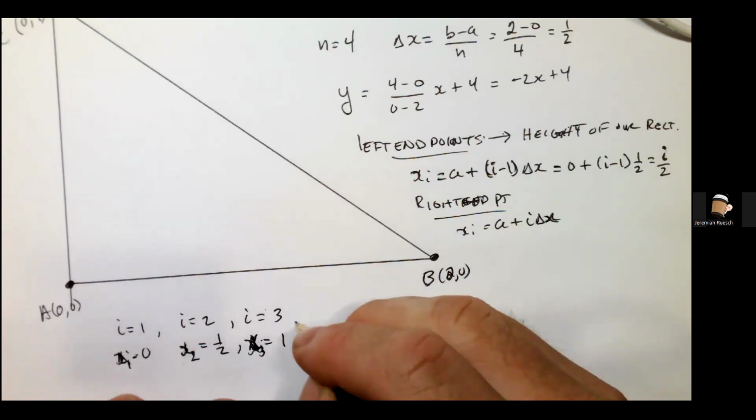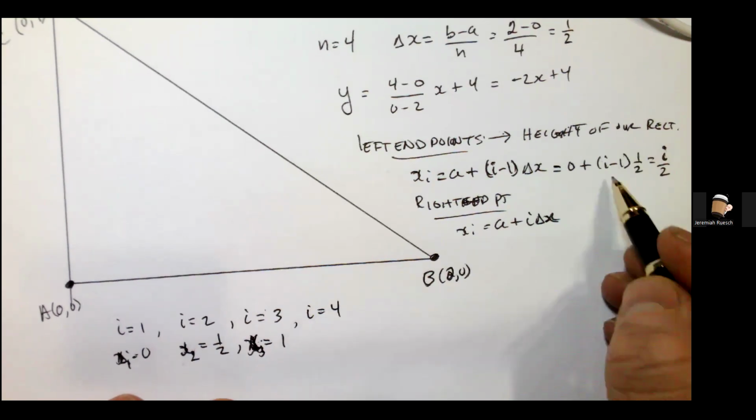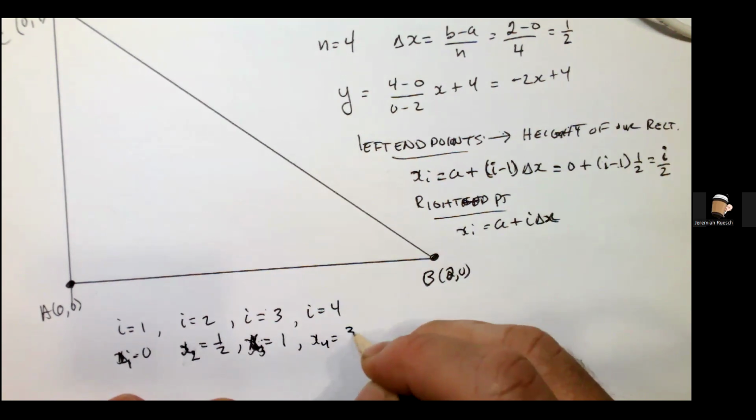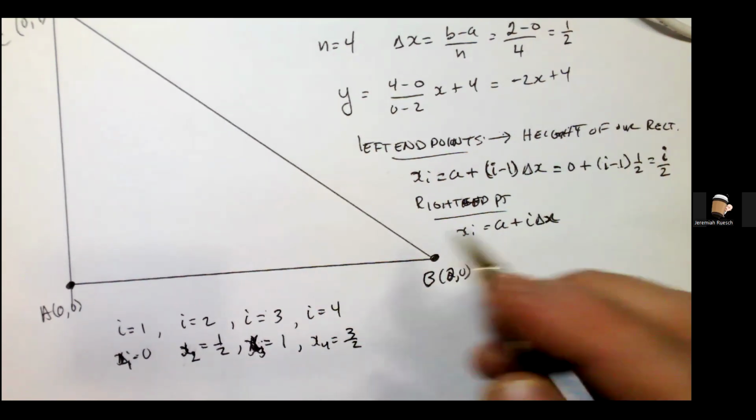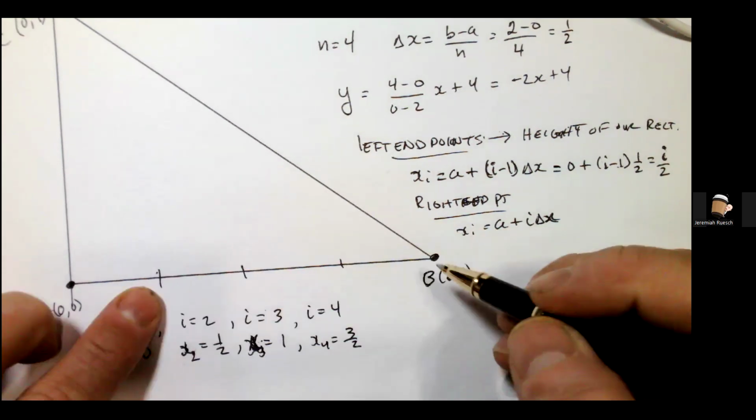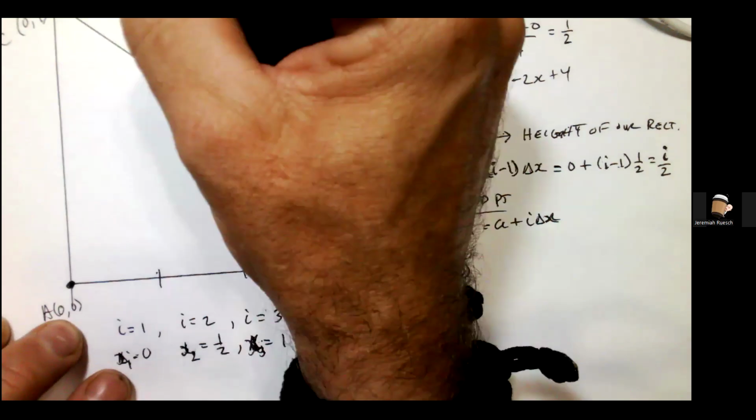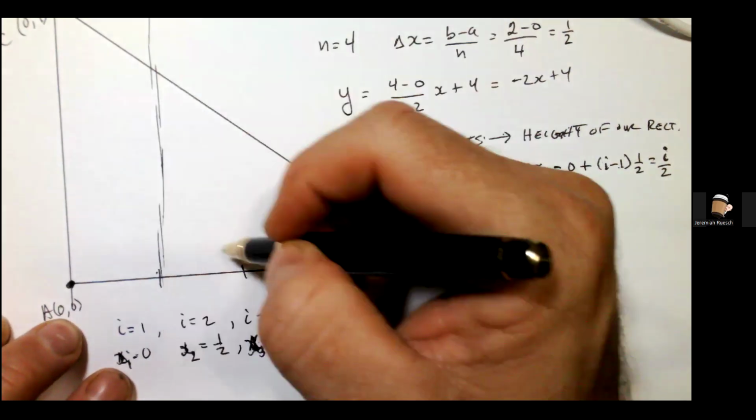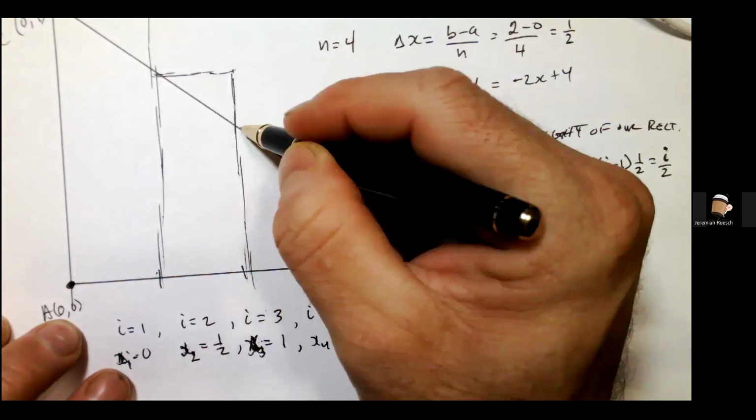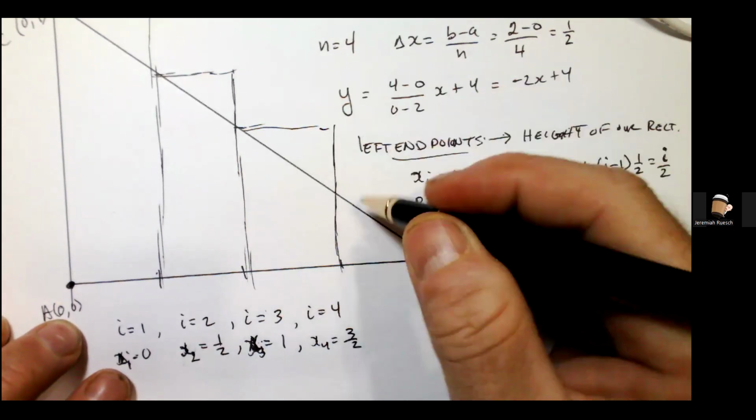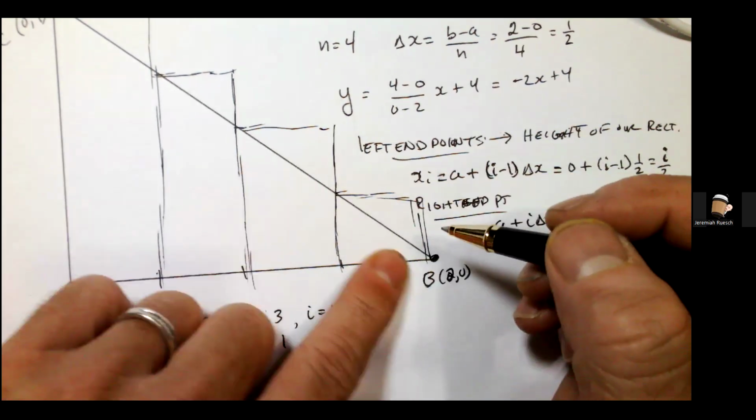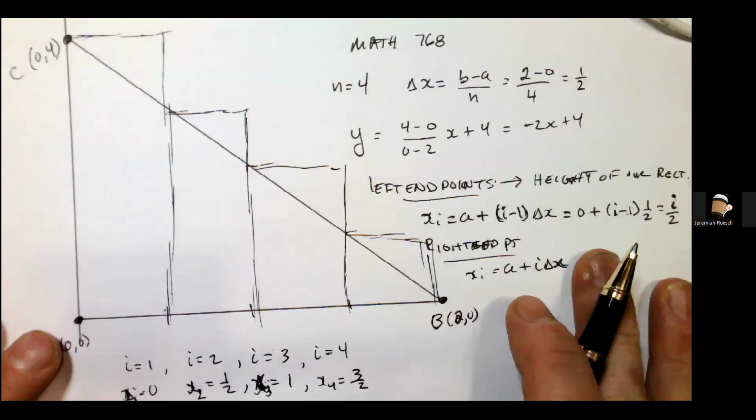And then finally, when i equals 4, 4 minus 1 is 3. So that's going to give me that x4 is going to equal 3 halves. Okay. So those are the locations of our heights. So our first rectangle is going to be roughly there, and then our second height is going to be from here down, and then our third from there down, and then our fourth, of course, from there. So this is going to be an upper sum because this is obviously going to be more than the value there.